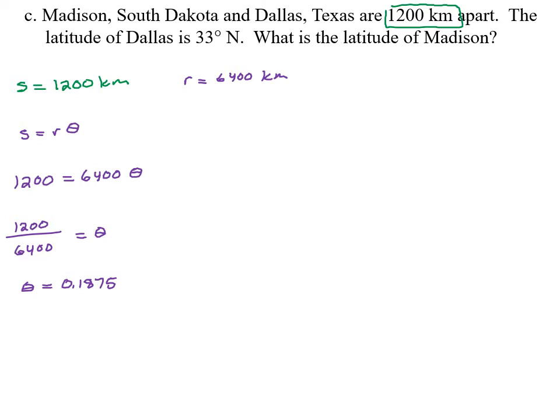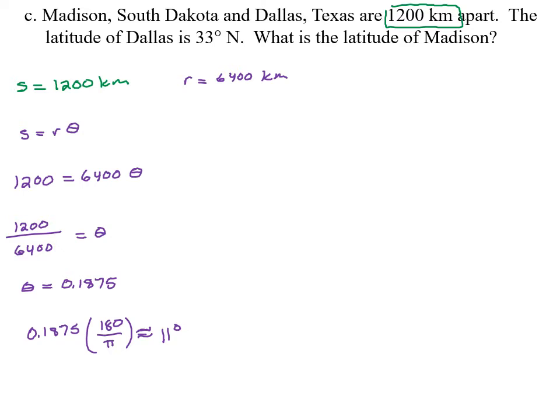That's in radians. I don't want it in radians. I have to have it in degrees. So I'll have to take this 0.1875 and multiply it by 180 over pi to put it back in degrees. So if I multiply that times 180 divided by pi, I get, and I'm going to round this to the nearest whole number, 10.74, or about 11 degrees.